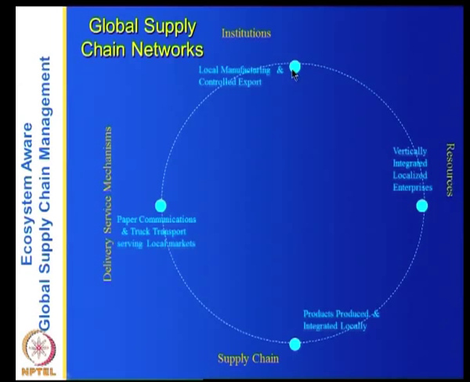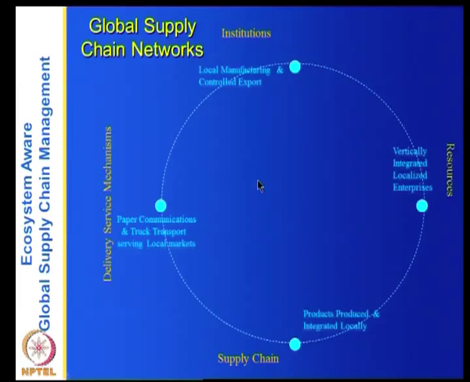That was the thing about, you know, world trade not having grown in earlier days. So that is the institutional aspect. And you have delivery mechanisms, which are paper communications and truck transport serving local markets. That is the delivery mechanism that people were used to. So what this circle above shows is what was prevalent in the 60s and 70s.